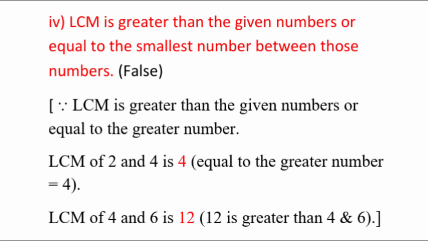The fourth one, LCM is greater than the given numbers or equal to the smallest number between those numbers. So here we will take one example: LCM of 2 and 4 is 4. And this LCM is equal to the greater number, 4. In the next example, LCM of 4 and 6 is 12, and 12 is greater than 4 and 6. Hence the statement is false. The LCM is either greater than or equal to the greater number.